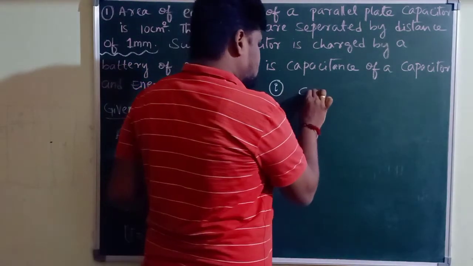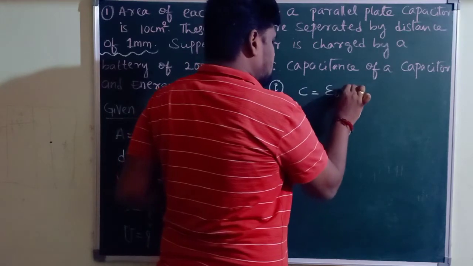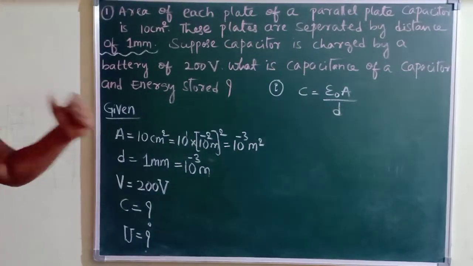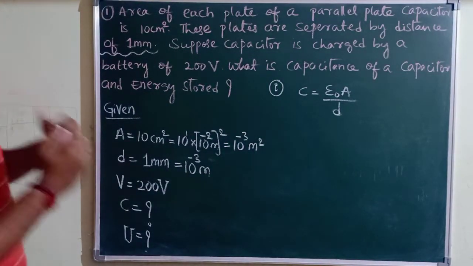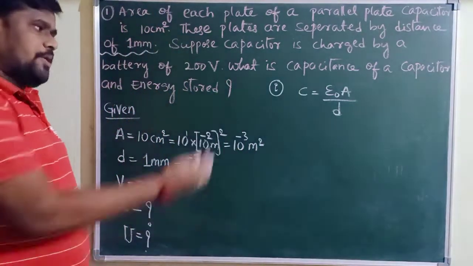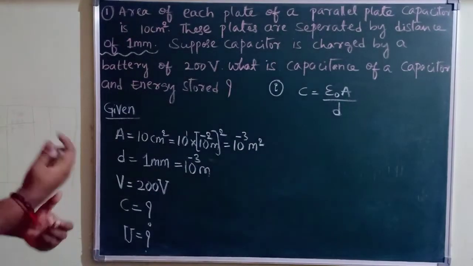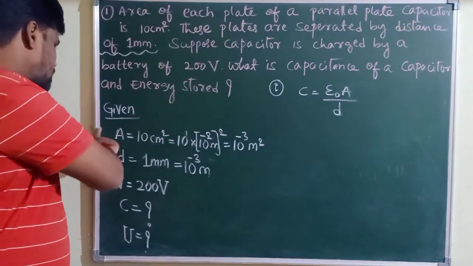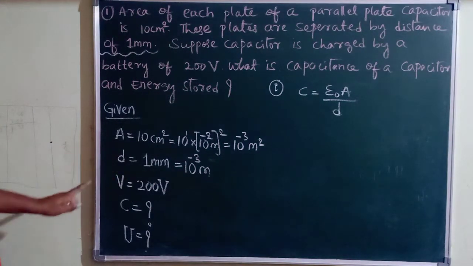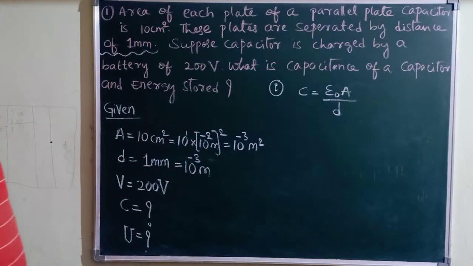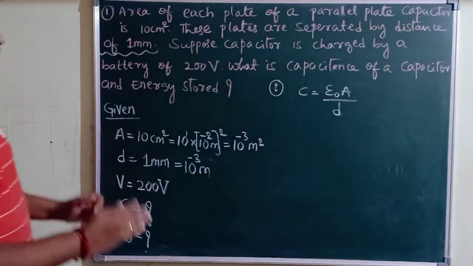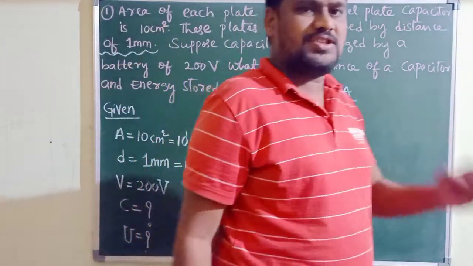The capacitance of a parallel plate capacitor is given by the formula epsilon naught A by D. This is the formula used to calculate the capacitance of a parallel plate capacitor, where epsilon naught is a constant whose value you know, A is the area of each plate, which is given in the example, and D is the distance between the plates, also given in the example. By substituting the values, I can easily find the capacitance.